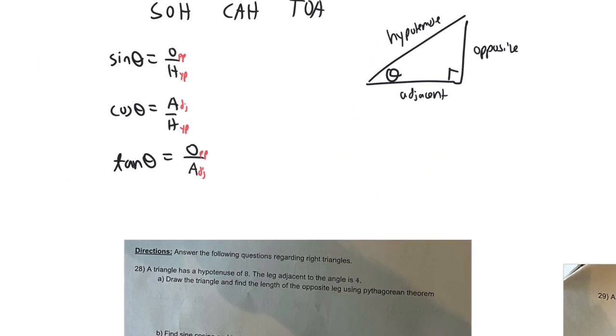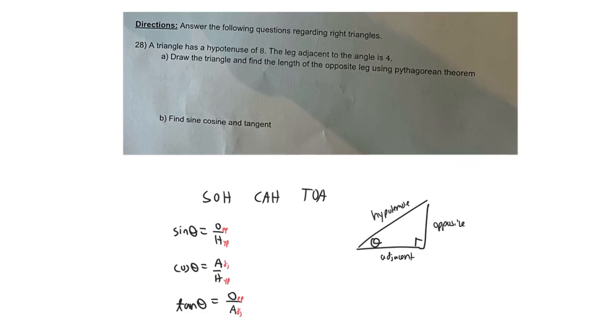Okay, looking at problem number 28. Triangle has a hypotenuse of 8. Cool. Drawing it 8. Yay. The leg adjacent to the angle is 4. Okay, we'll call this the angle. So that'll be 4. Draw the triangle and find the length of the opposite leg using the Pythagorean theorem.